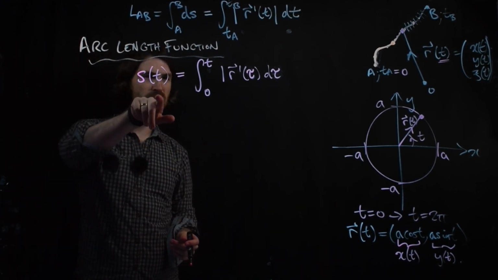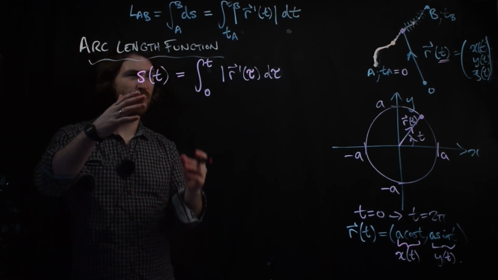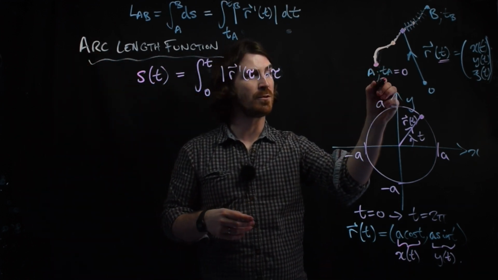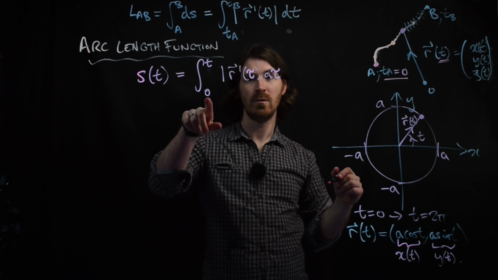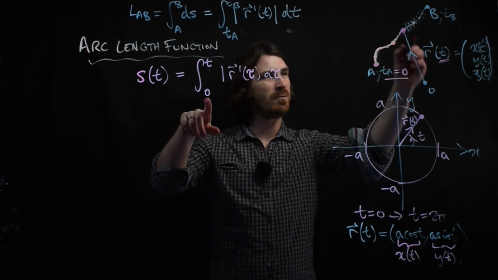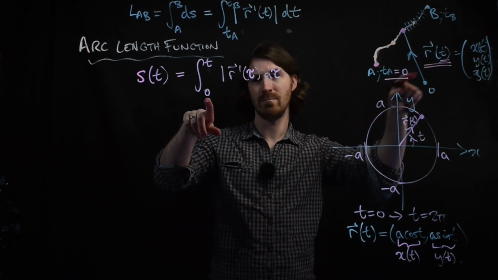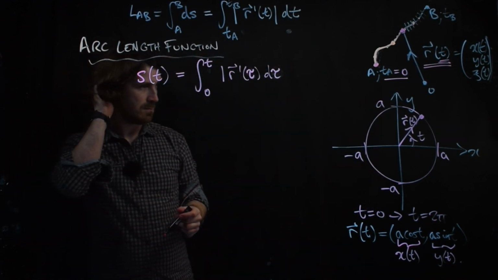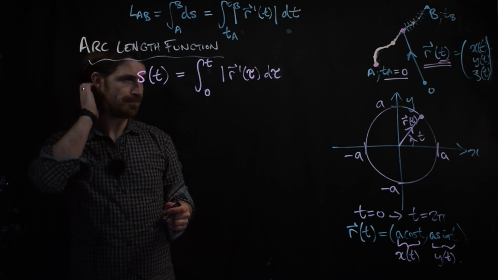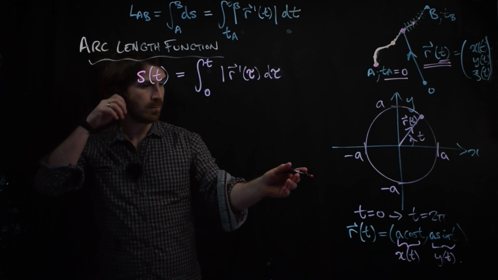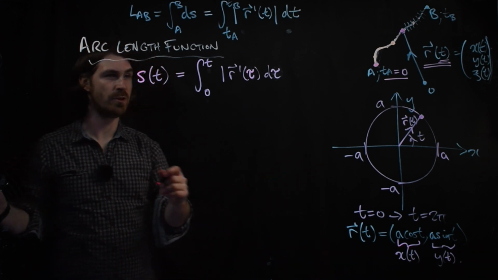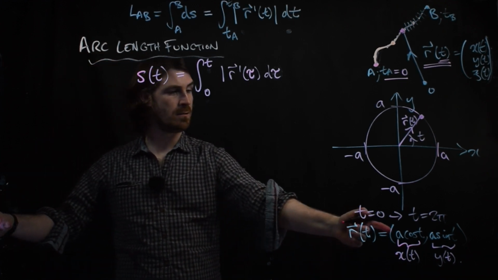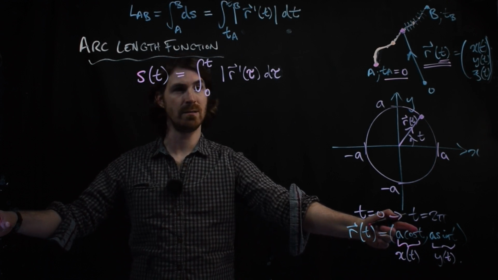Okay, so this thing is none other than the length of your curve from point A, which corresponds to t equals 0, to the general point given by r of t. Okay, so let's think about that a bit more. Maybe let's look at the circle as the example. So for the circle, our r of t was a cos t, a sin t.